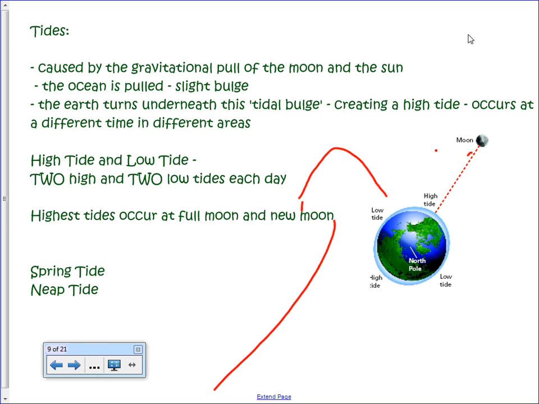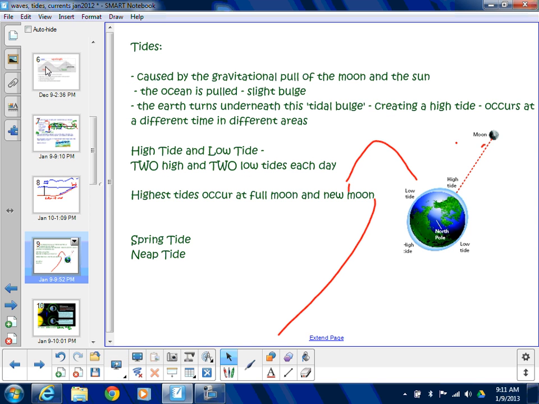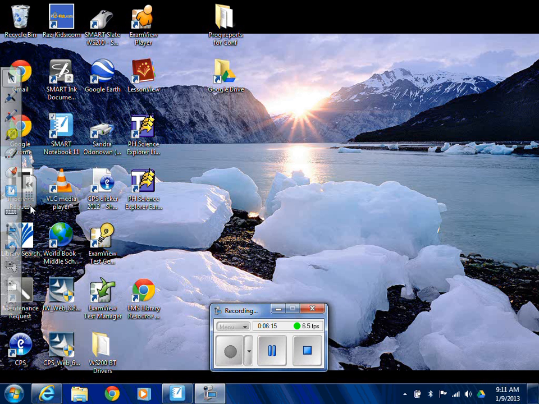Tides, especially for people like us that live here in Colorado, I think, are a lot harder to understand than if you live near the ocean. Has anyone here ever lived near the ocean?